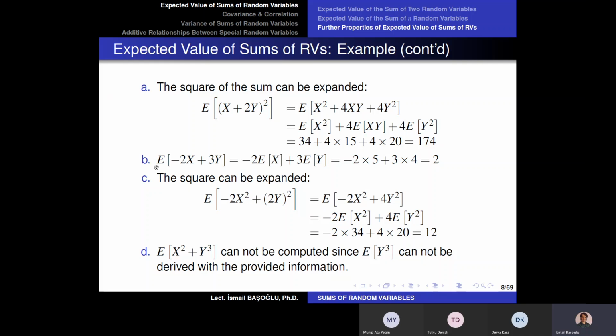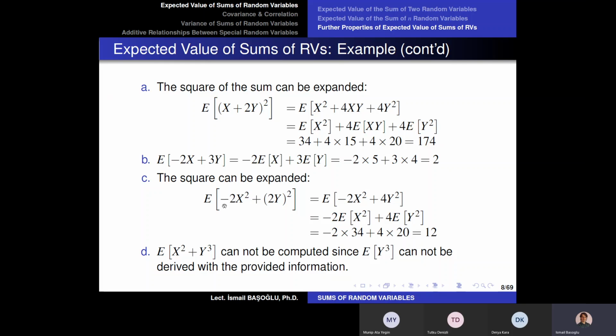Now, in the second part, we are asked for the expected value of minus 2x plus 3y. What I can simply do is rewrite this expectation as minus 2 times the expected value of x plus 3 times the expected value of y, and that is going to be minus 10 plus 12, which is 2. Okay, so the second one was rather easy.